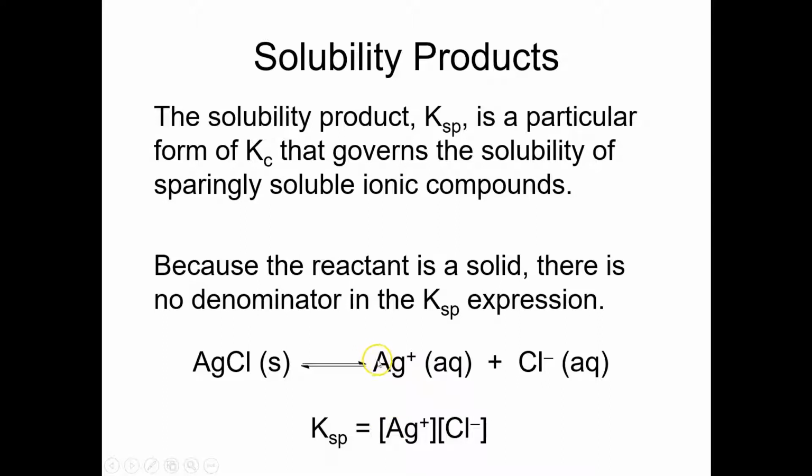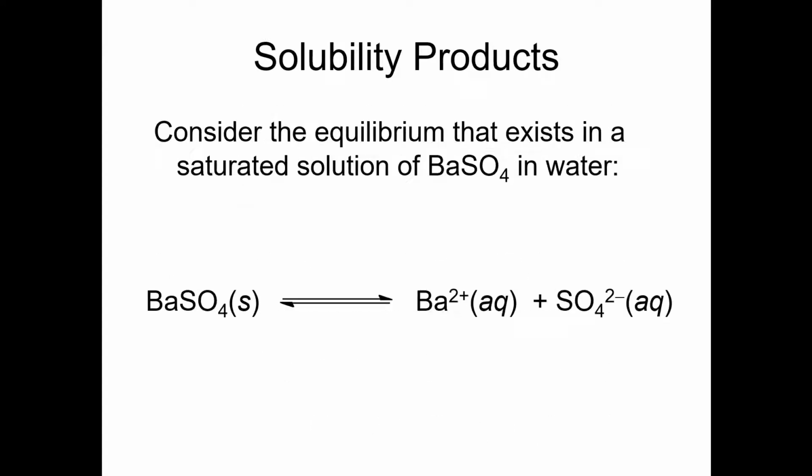So it's the concentrations of the products raised to the power of their coefficients. And because the reactant is a solid, there's no denominator. And for silver chloride, that value happens to be 1.8 times 10 to the minus 10. So you can see that silver chloride is not particularly soluble in water.